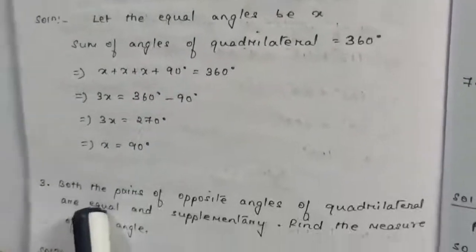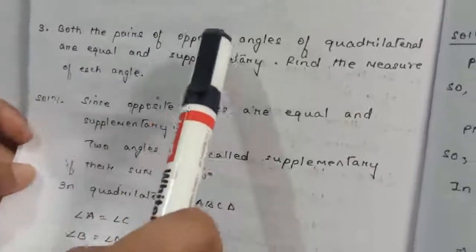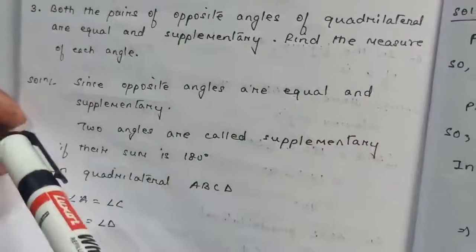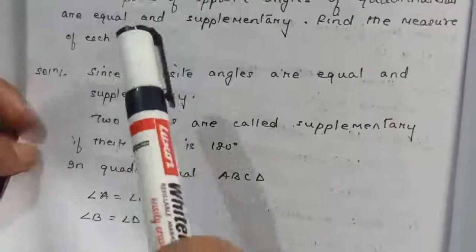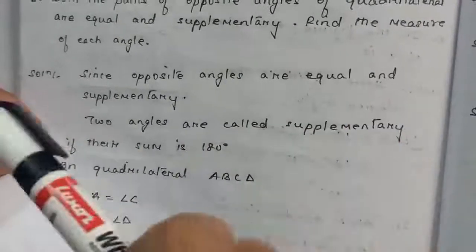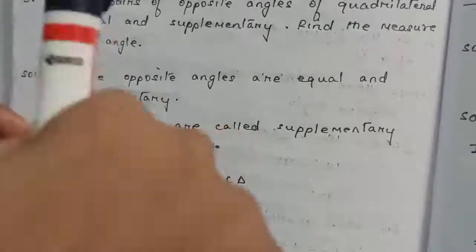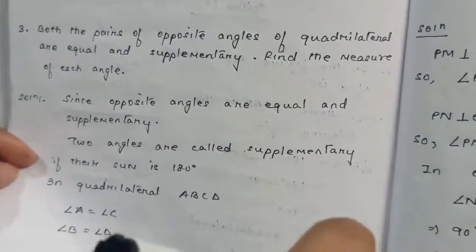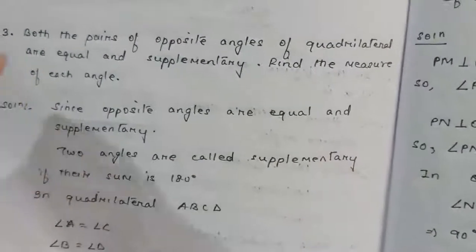Okay. Number 3. Both the pairs of opposite angles of quadrilateral are equal and supplementary. Find the measure of each angle. Now, in the question it is given opposite angles are equal and supplementary. Now, opposite angles are equal means if ABCD is a quadrilateral, then angle A will be equal to angle C. Since A and C are opposite to each other, let me show you.